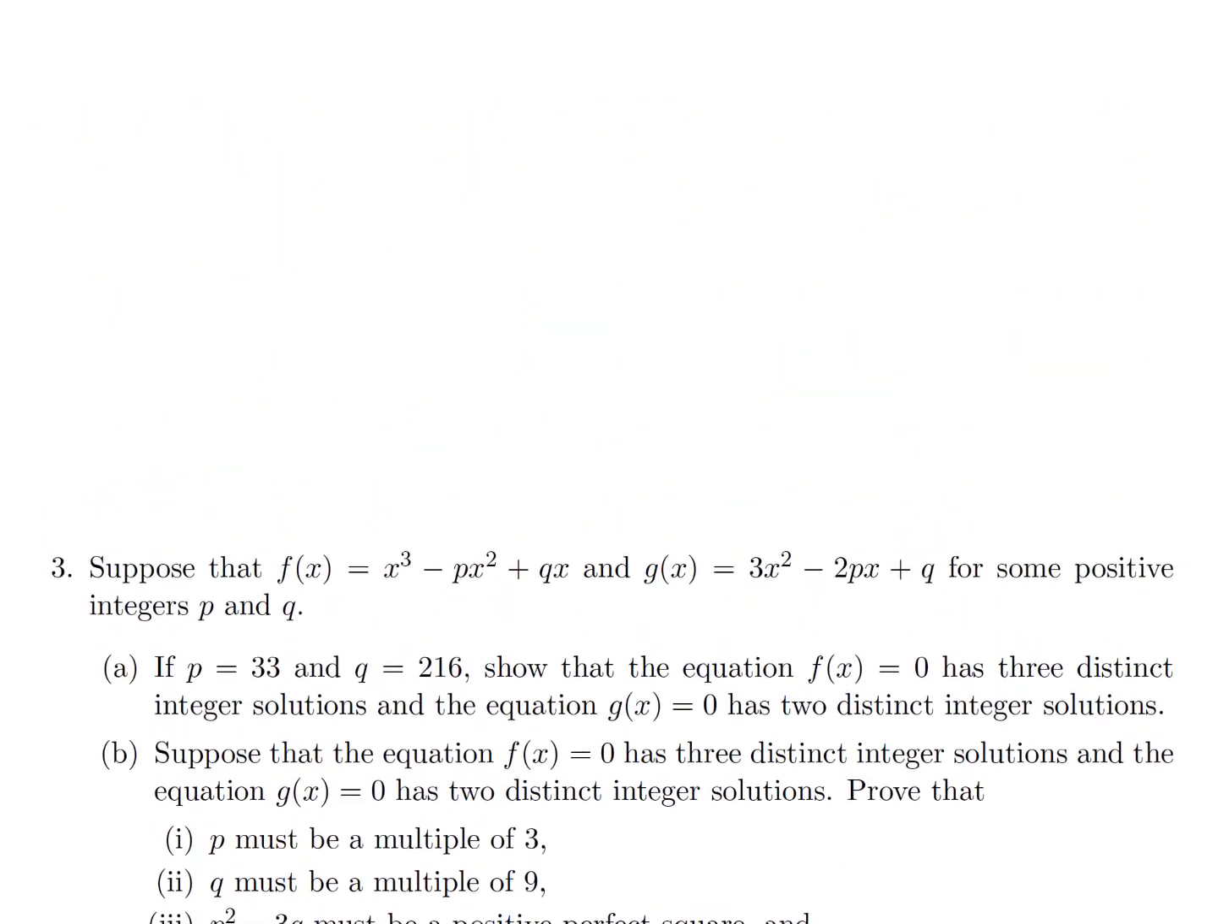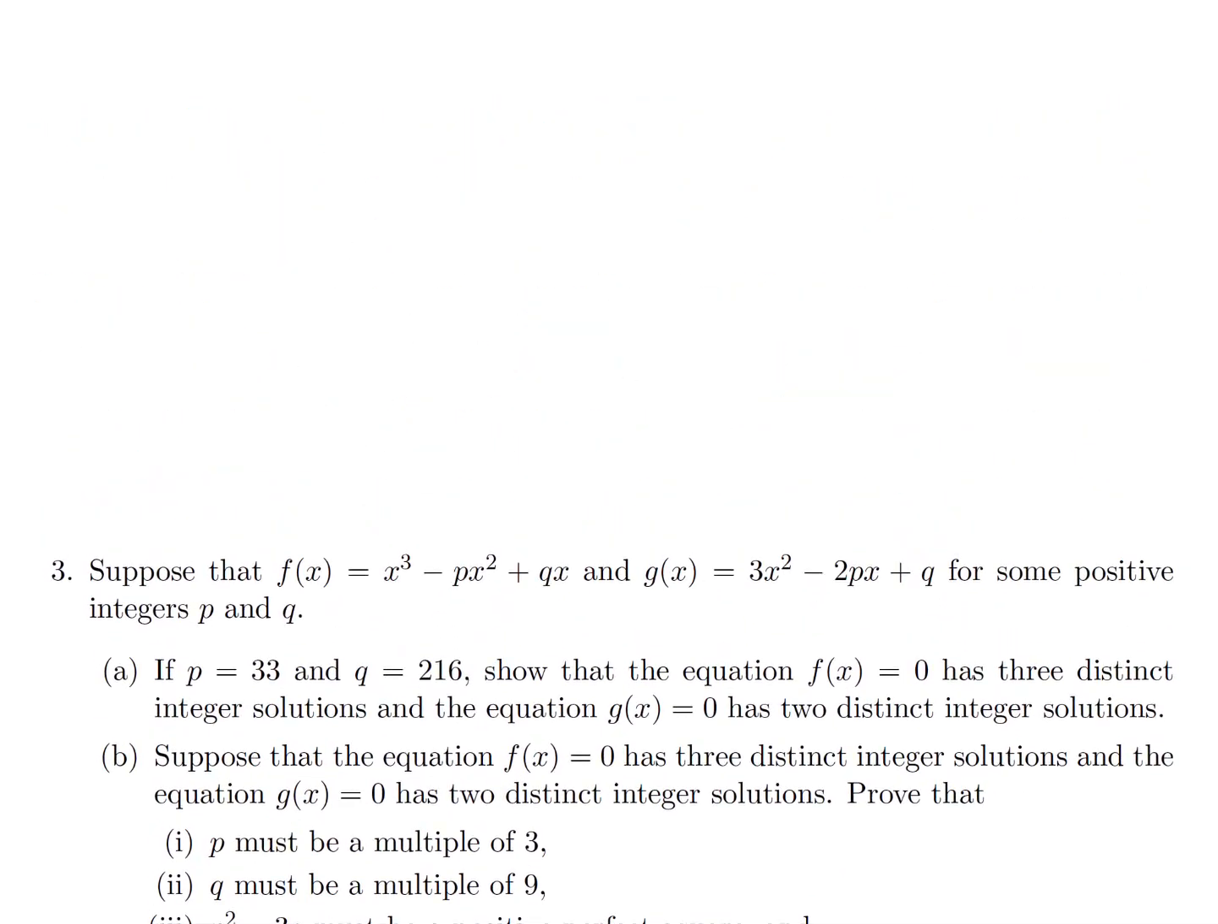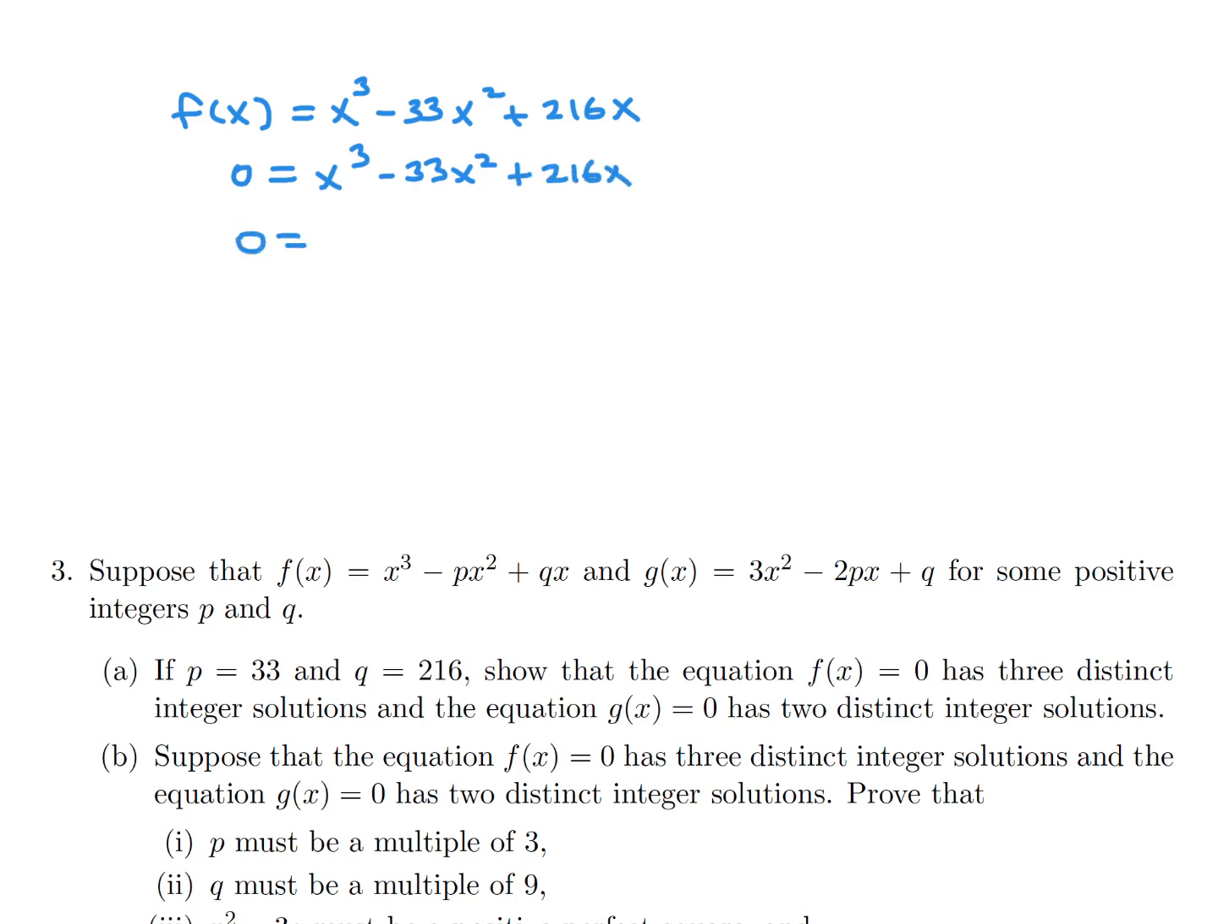Okay, so let's start with the f at x first. And f at x, we have to set to 0. Well, what it is, x to the power of 3 minus p, but p they've given me as 33 x squared plus q is 216x. So that's going to be 0 is x to the power of 3 minus 33x squared plus 216x. Okay. Well, let's see if we can figure this out.